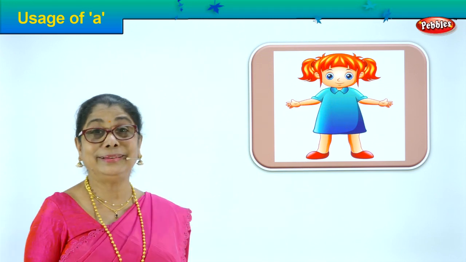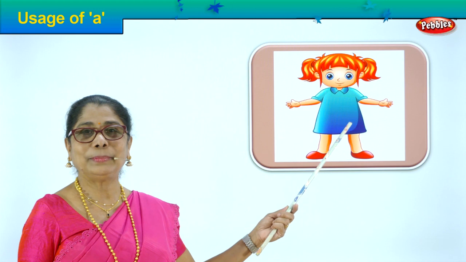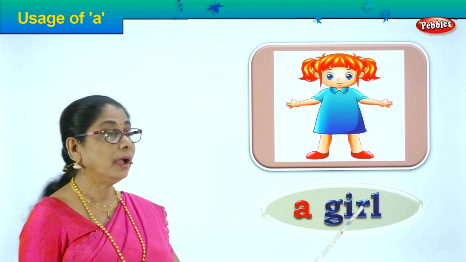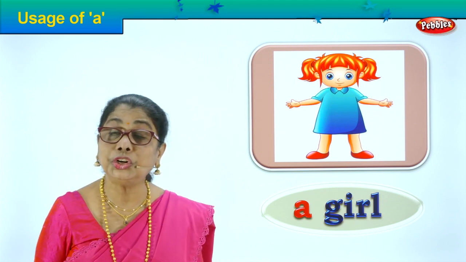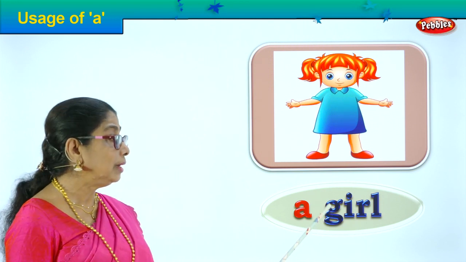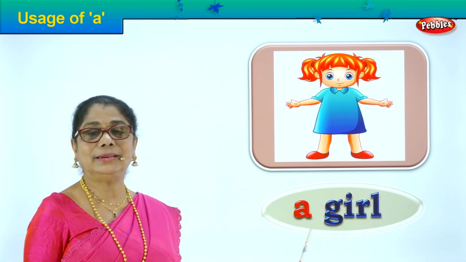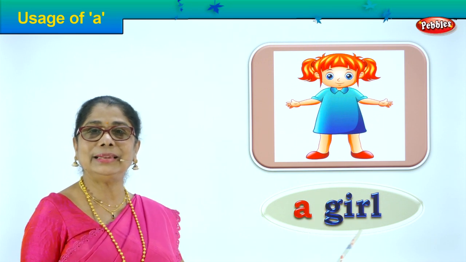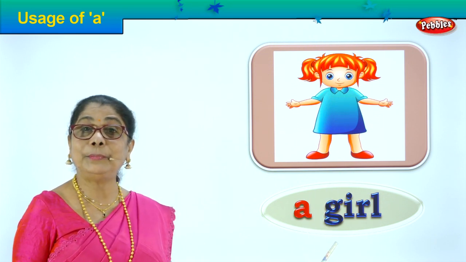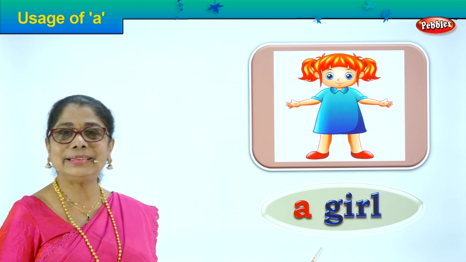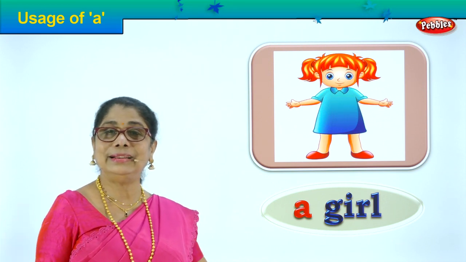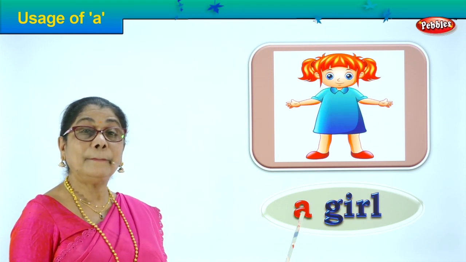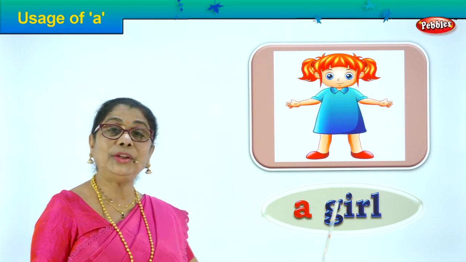Who is this? Little girl. Lovely little girl. Spell girl. G-I-R-L. Girl. What do we use before the girl? A girl. This is a girl. This is a little girl. This is a pretty girl. This is a tiny girl. A girl. Good. Now you know the usage of the word a, where to use.